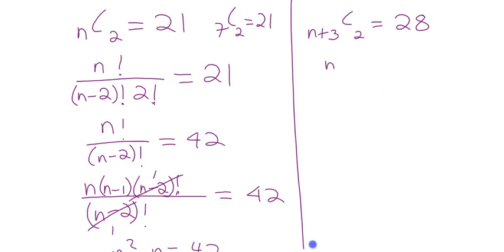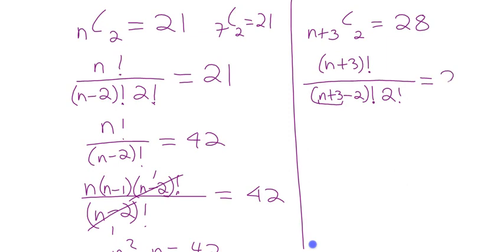Okay, so n plus 3 factorial over n plus 3 minus 2 factorial, because this is my n and that's my r, times r factorial, which is 2 factorial, equals 28. First step, we're actually going to do two things, but what's one of the first things we're going to do?